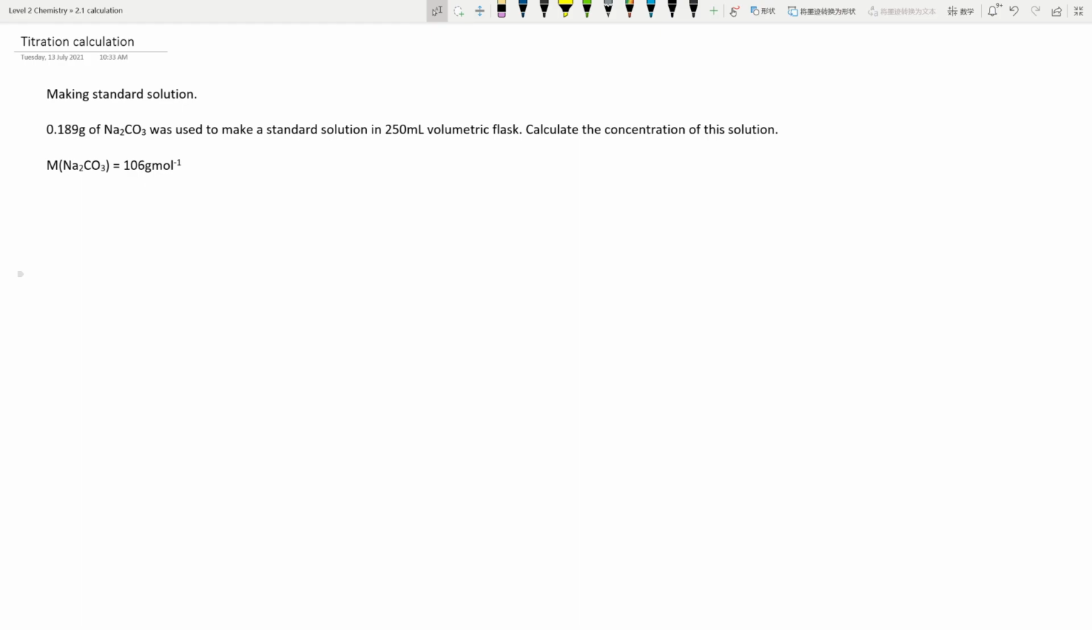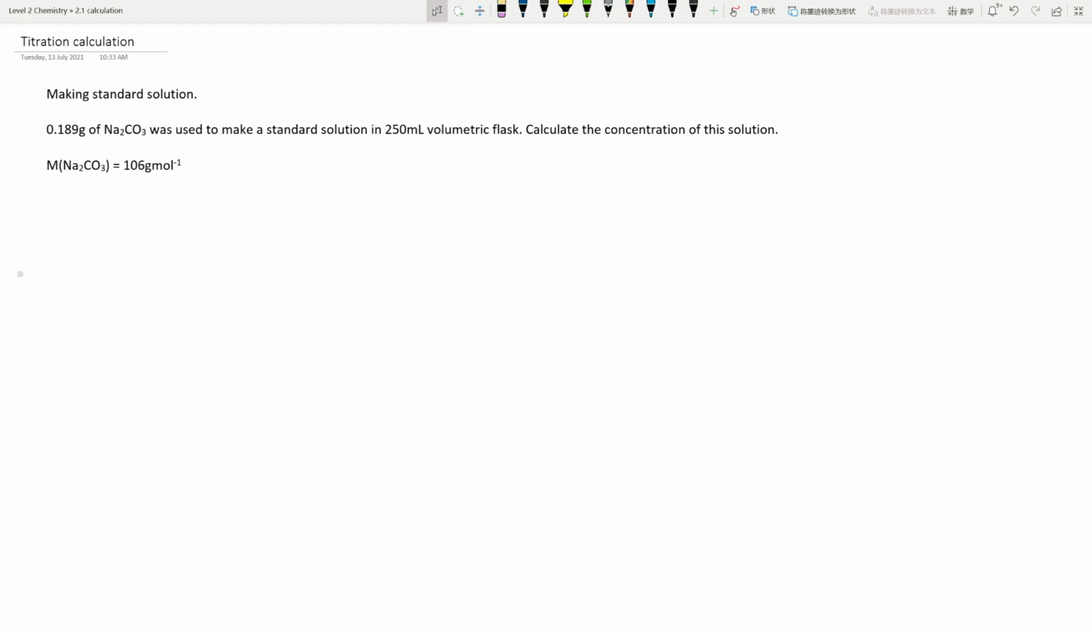The calculation part, however, can be a little bit tricky. You do need to be able to do both the practical as well as the calculation to do well for this particular internal achievement standard. So let's get into it. There are two parts that we're going to look at.